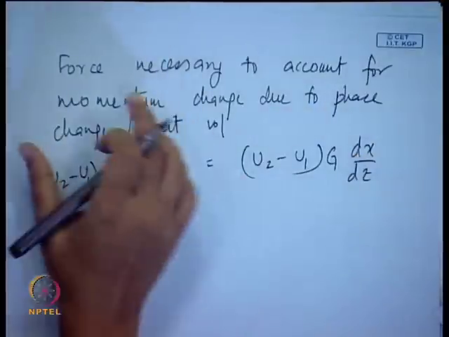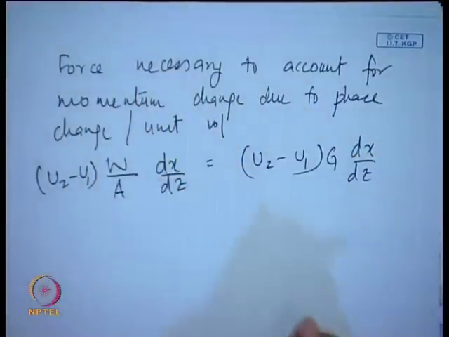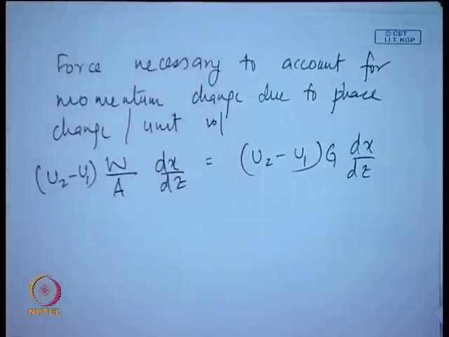So, this is the total force which is necessary to account for momentum change due to phase change per unit volume. Okay. This is the total force which is associated. Now, you tell me one thing, how much of this force should I assign to phase 1, how much of this force should I assign to phase 2? This is the total force. The total force was g dx dz into u2 minus u1. Okay. The mass rate of phase change per unit volume of flow was g into dx dz and the velocity change was u2 minus u1. Now, this is the total force which is associated with phase change per unit volume. Now, how much of this force should I give to phase 1? How much of the force should be ascribed to phase 2?